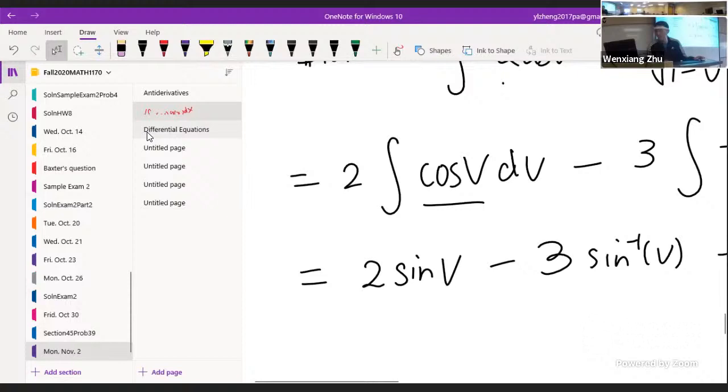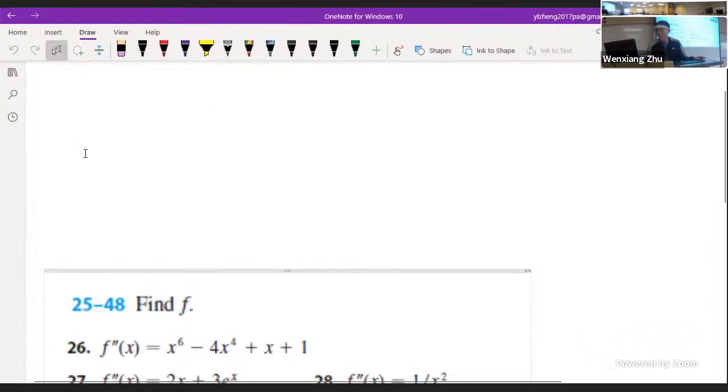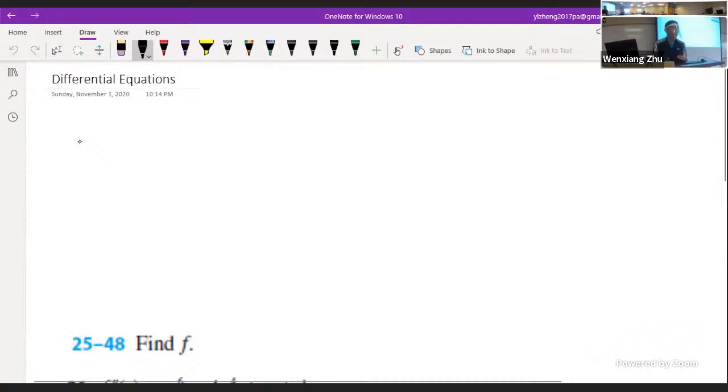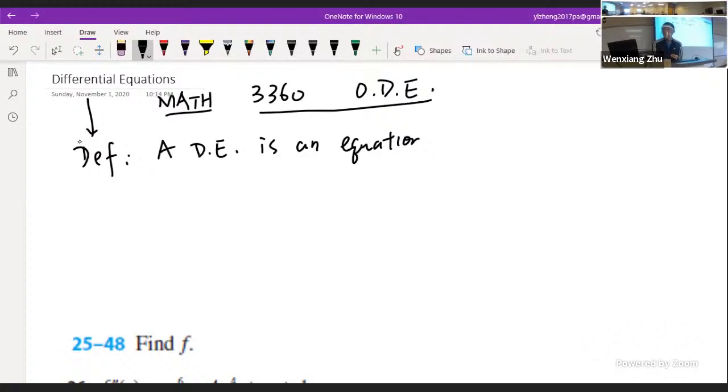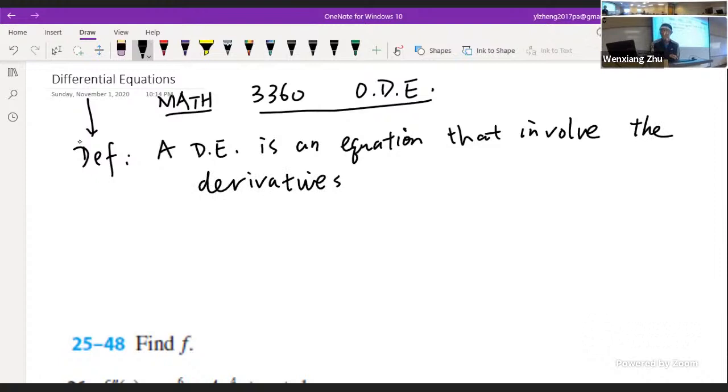The next one, what we want to do is differential equations. Actually, there's a whole course, math 3360. The whole course is about ODE. Systematically, you're going to study how to do differential equations. So what is a differential equation? By definition, a differential equation is just an equation that involves the derivatives of a function, of the unknown function.